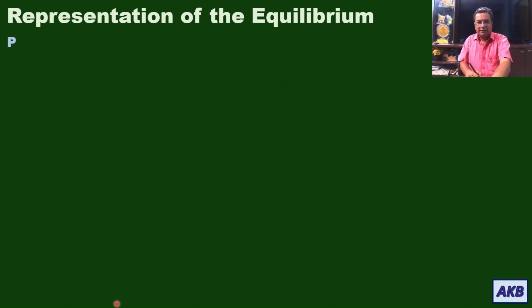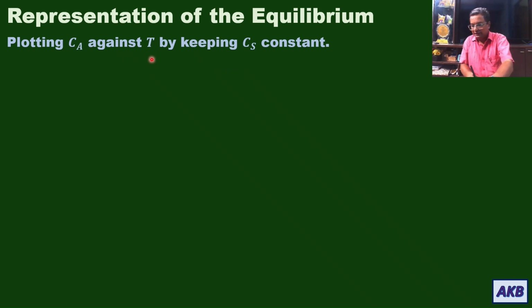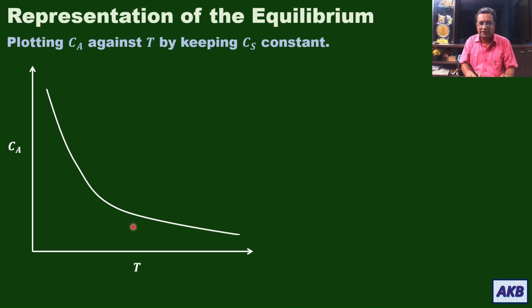Then the second way is plotting Ca, that is concentration of adsorbate in the fluid phase, against T, temperature, by keeping Cs constant. Concentration of the adsorbate on the surface of the adsorbent is kept constant, and then Ca is plotted against T. So in this case, you will be plotting Ca on the y-axis and temperature on the x-axis, and you will be getting a curve like this.